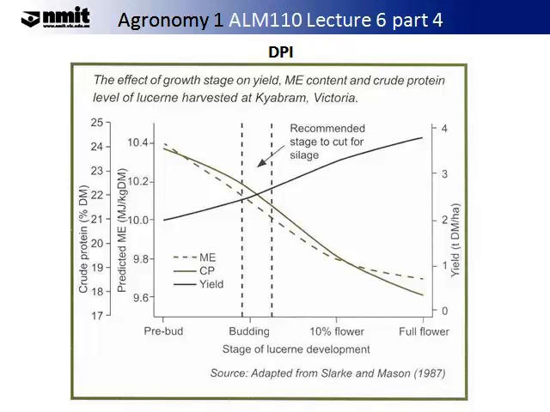What you will see is that the optimal yield is not often the optimal ME. Therefore, there is a period where a compromise on all of these parameters reaches a happy medium. This is illustrated in the chart by two dashed lines showing the recommended stage to cut the silage. As you can see, you do not have optimal yields, but you do have reasonable metabolic energies and reasonable crude protein.